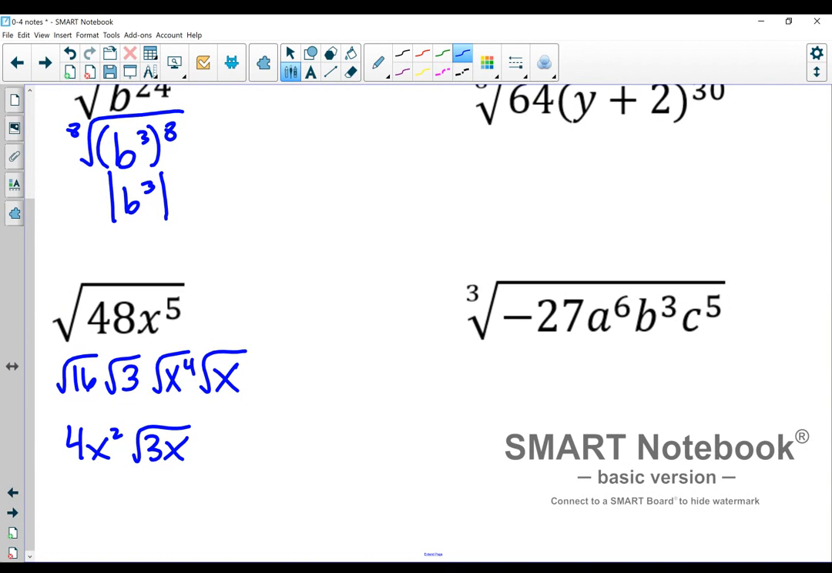And on this one, I don't need an absolute value because x is being squared. So if it was a positive number and I square it, now it's still positive. If it's a negative number and I square it, it's still positive. So we don't need an absolute value sign there.